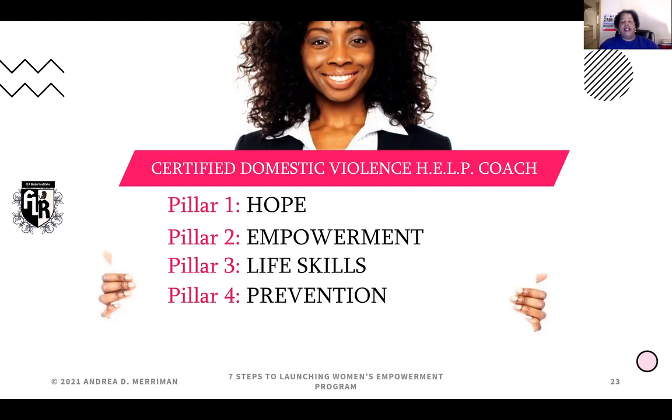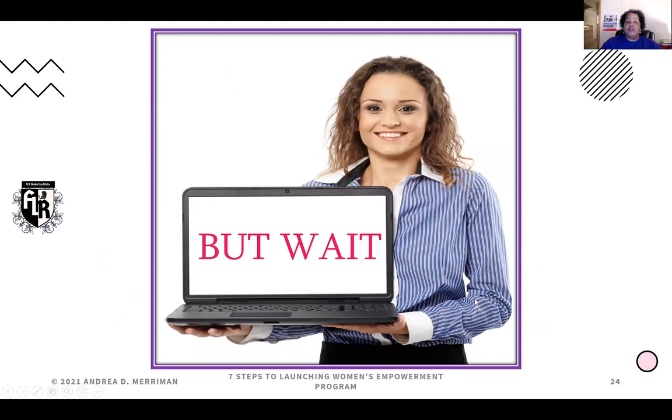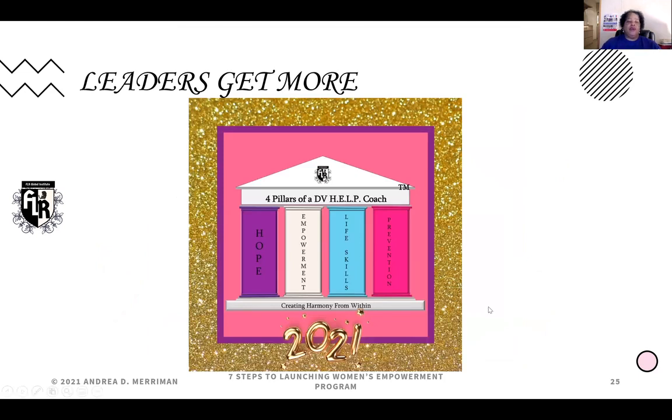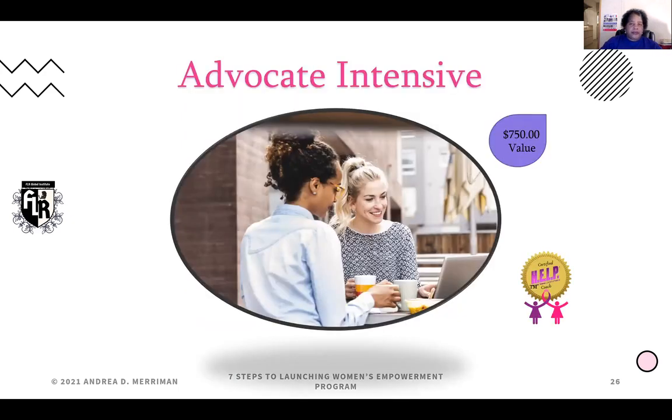But what I have learned as a coach is that wasn't enough. You needed to have more. So what I created was a whole system. We go from creating harmony inside you, helping you continue your healing process, and then teaching you those 4 pillars, and then giving you more training, more self-development, more skills, and adding the full palette to that. And on top of that, I've added an advocate intensive.